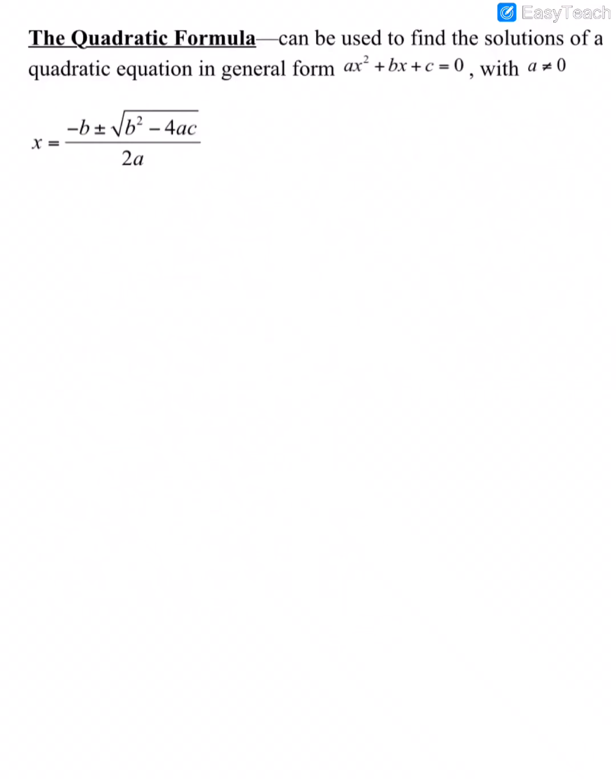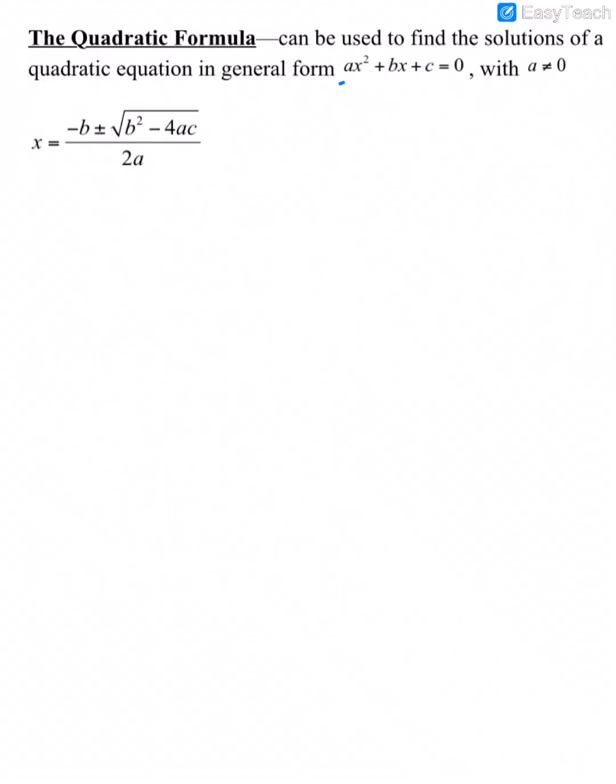And if you don't know that formula, an easy way to learn the formula is by learning a song to go with it. If you Google quadratic formula song, there's lots of different songs that you can learn to help you memorize this formula. But to use this formula, the first thing we need to do is get our equation in general form, or you can call it standard form.